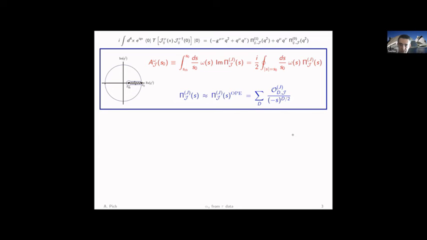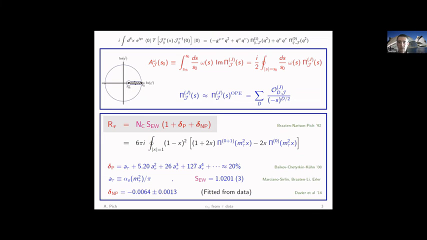Well, the formula is well known since 30 years ago. So I have put here a summary of the result, how R tau looks like. It is proportional to the number of colors. There is some electroweak factor that is known at the per mil level. And then you have 1 plus a perturbative correction plus a non-perturbative correction.